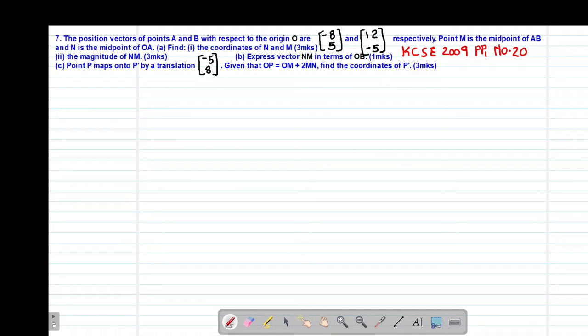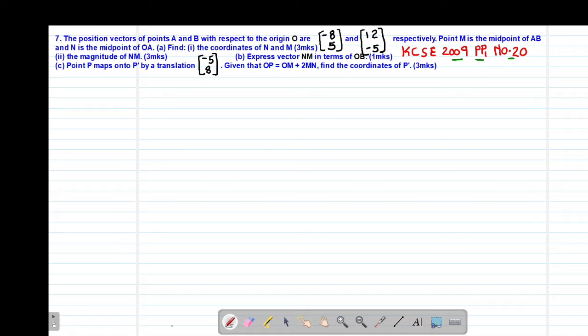Welcome to today's class. It's our 7th lesson on vectors, whereby we are looking at our example number 7, which is also a past KCSE question done in 2009, paper 1 question number 20. The question is that the position vectors of points A and B with respect to the origin O are (-8, 5) and (12, -5) respectively.